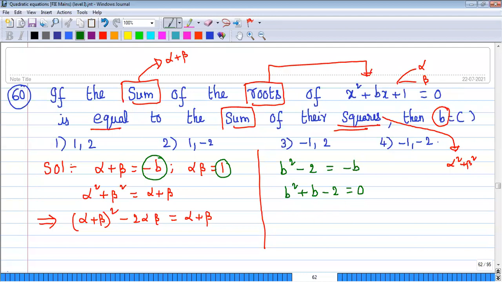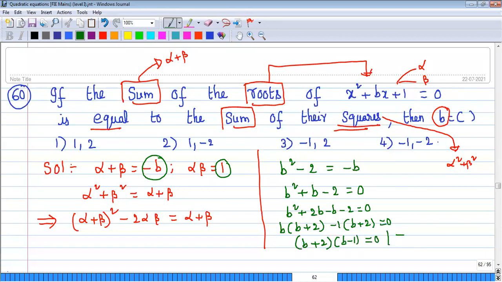See, this b square plus 2b minus b minus 2 equals 0. Take b common, b plus 2, minus 1 common, b plus 2 equals 0. So b plus 2 into b minus 1 equals 0. So that implies we get b is equal to 1, minus 2. 1 comma minus 2. The second option is the right option.